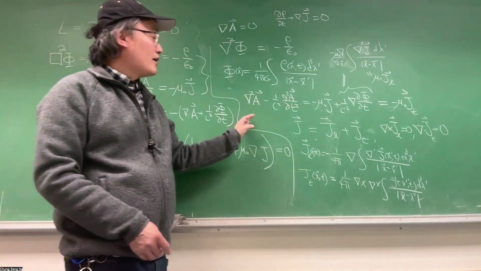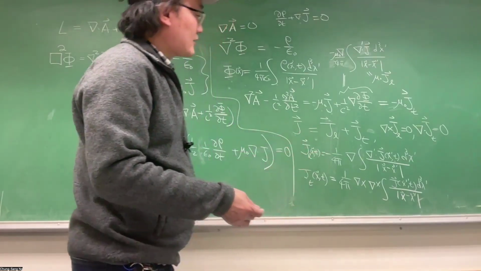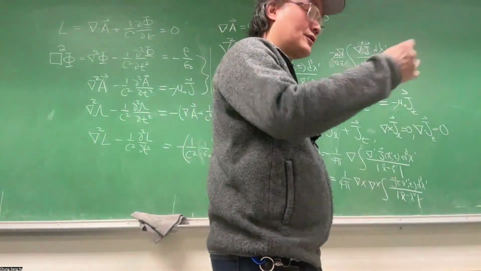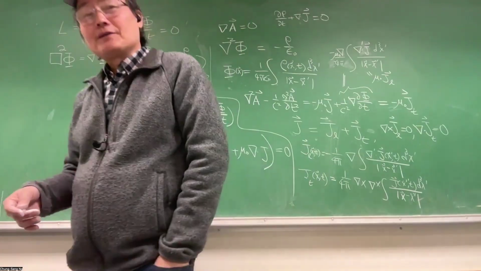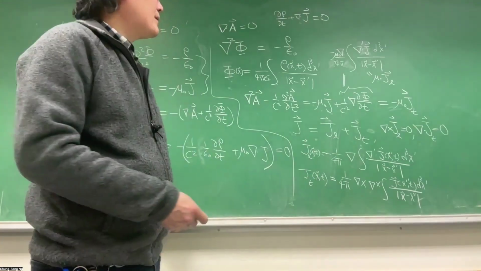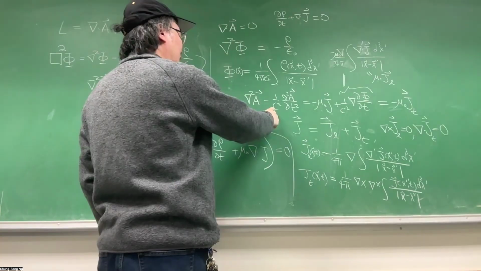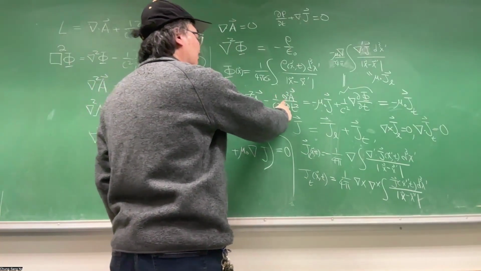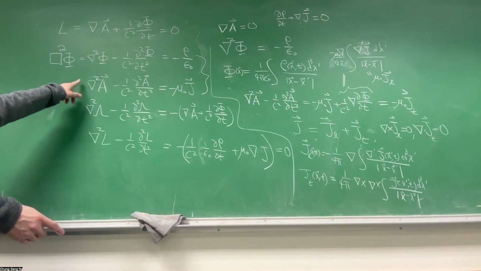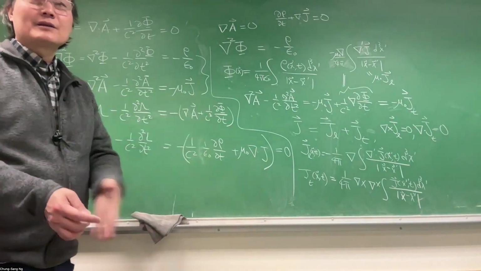So another name for this gauge is the transverse gauge, because later on in the radiation chapter, you learn that the radiation is from the transverse current. So that's also called the radiation gauge. Okay, so the equation for A is the d'Alembert operator on A equals minus mu 0 J sub T. So it's similar to the Lorenz gauge, except it's not the full J. It's just the transverse part. Okay.